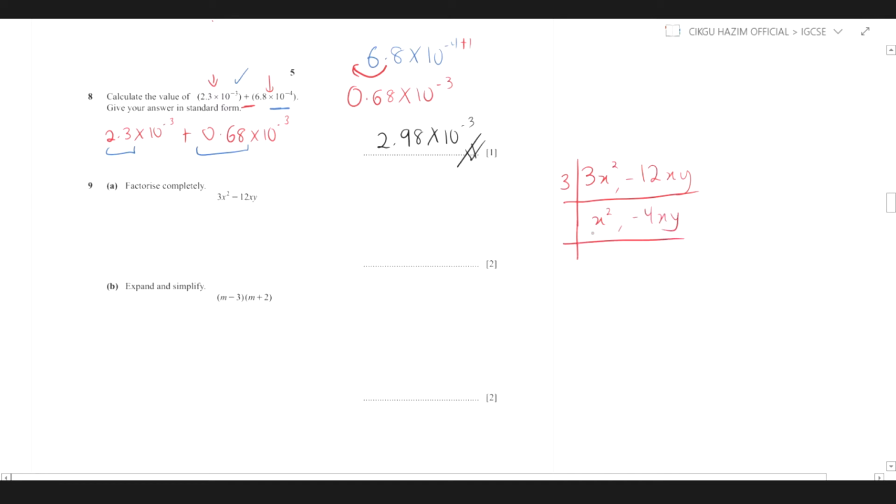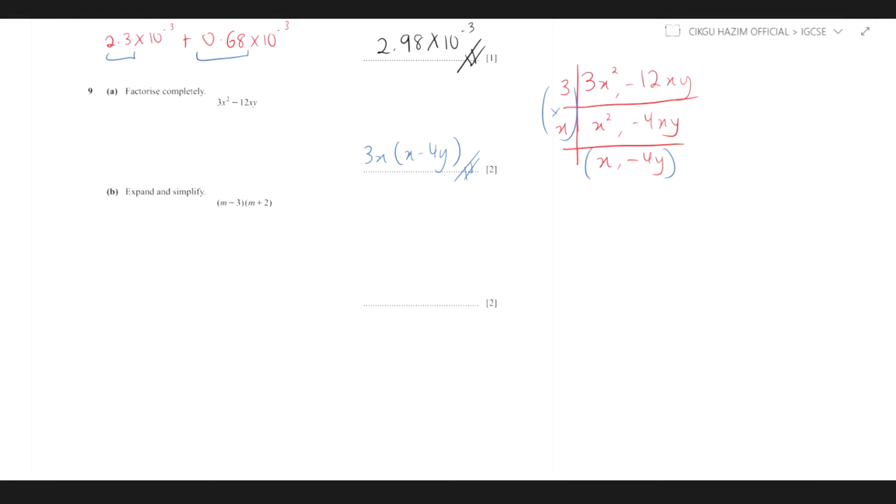Then after that, x squared and negative 4xy, what are the common factors? You can bring out x. So x squared divided by x is x, and negative 4xy divided by x is negative 4y. Is there anything that they still have the same factors? No more. If it's no more, then you put it in the bracket. So your answer is going to be 3x bracket x minus 4y. That's your final answer. Let's proceed to question number 9b.